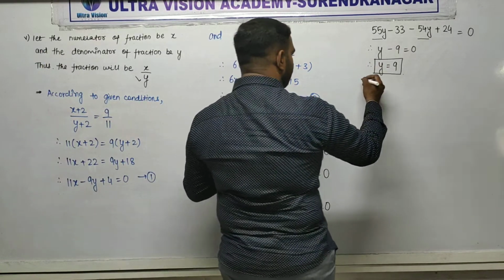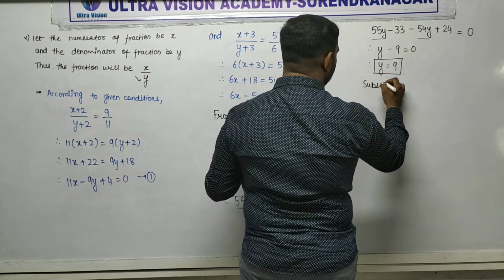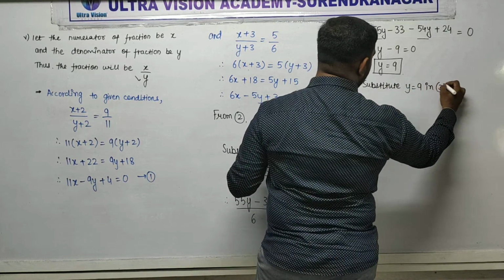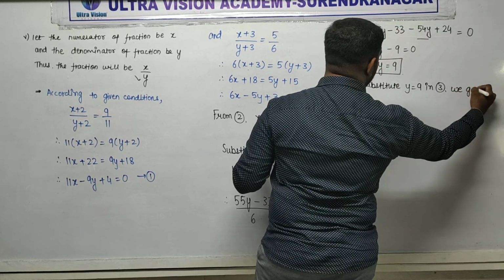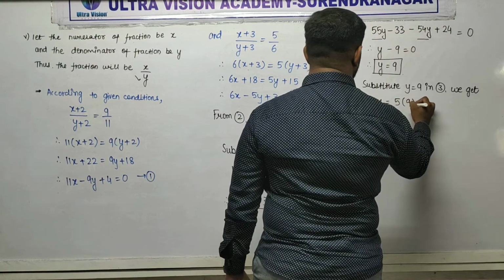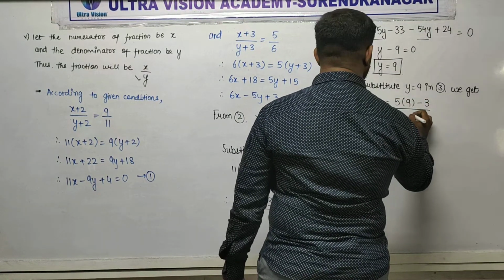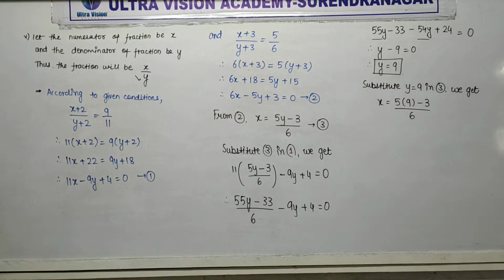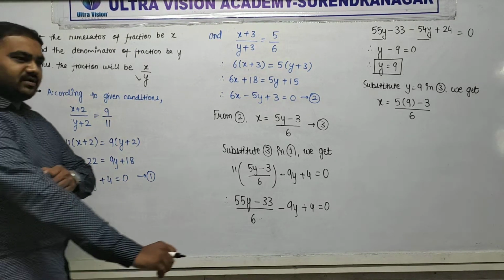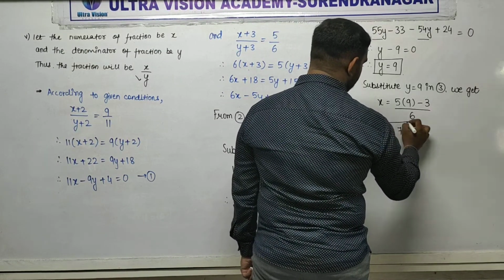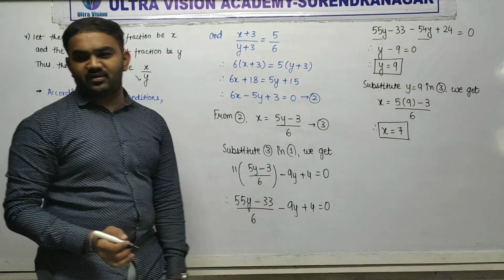So again substitute y equals to 9 in the equation. Let us see. x equals to 5 into 9 minus 3 upon 6. What is 5 nines? 45 minus 3, 42 upon 6, 7. Ready? Yes, we will perform it like this. So x is equal to 7. We got the rest of the 50% in a single step.